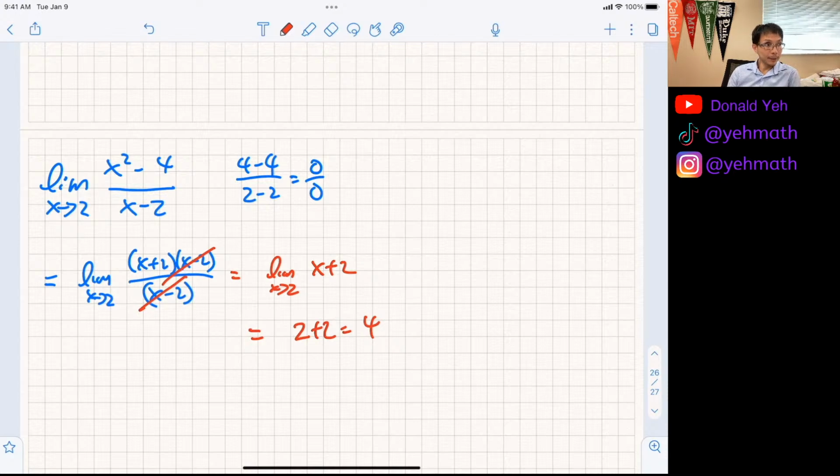That tells me two things. One is there is a hole at (2, 4). Why is it (2, 4)? Because I plug 2 into this new equation. I plug in 2, and then 2 plus 2 is equal to 4. I got 4.